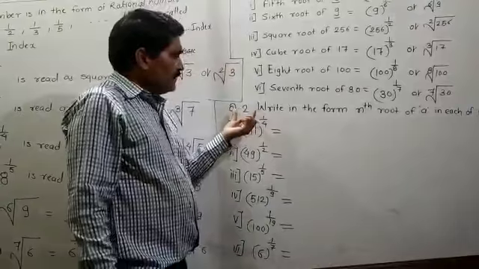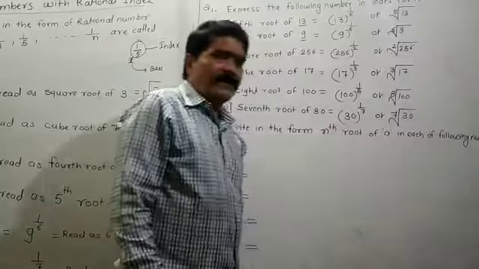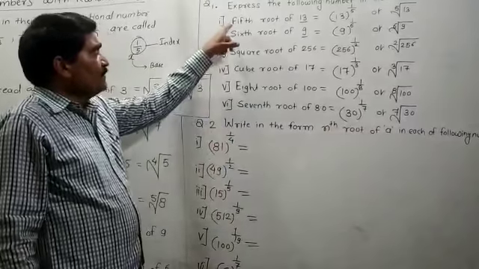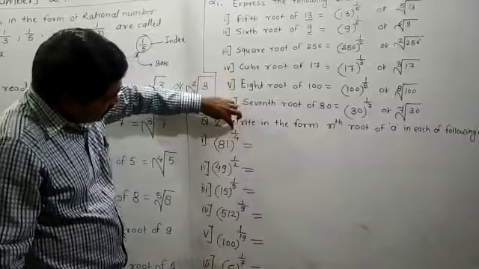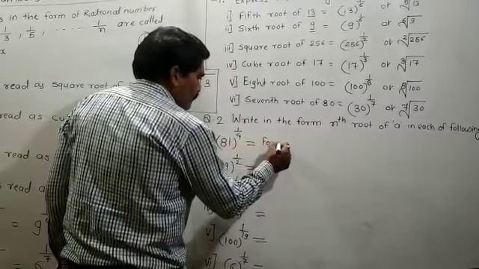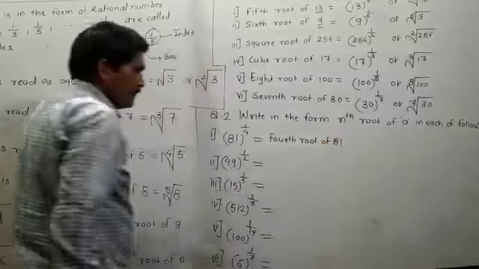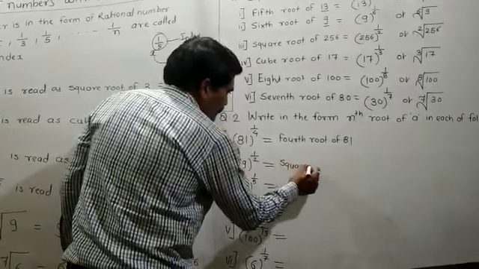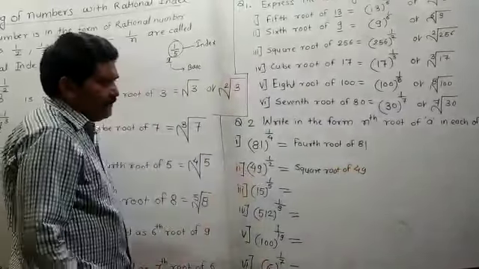Then here you have to start with question number 2, in the form of nth root of a. Here you have to read this in words like this, 5th root of 13. Here it is directly given, so you have to start with the root. This 1 upon 4 means 4th root. What do you have to say? 4th root of 81. 1 upon 2 means square root. Square root of 49.